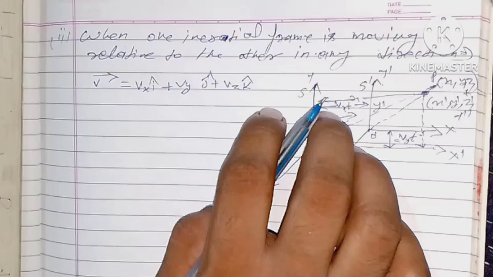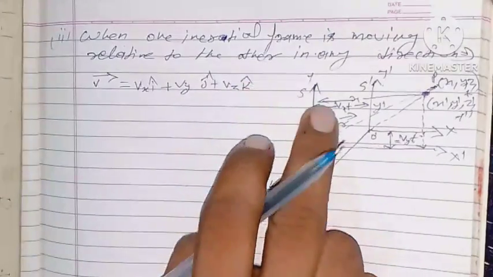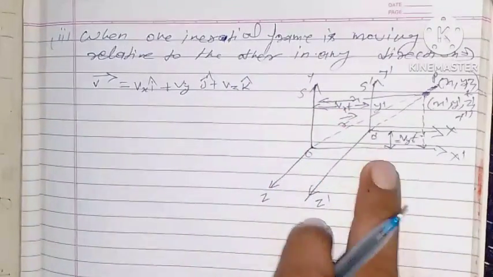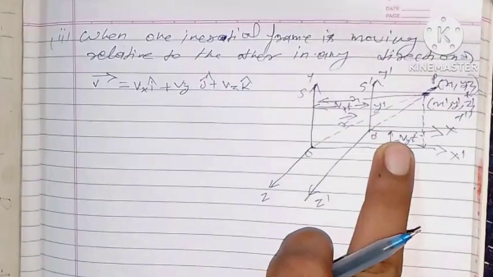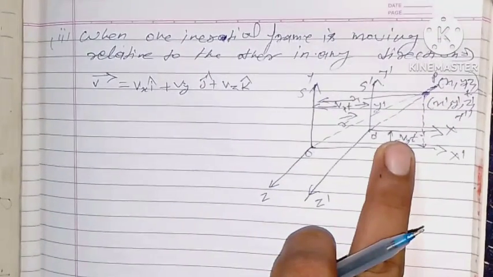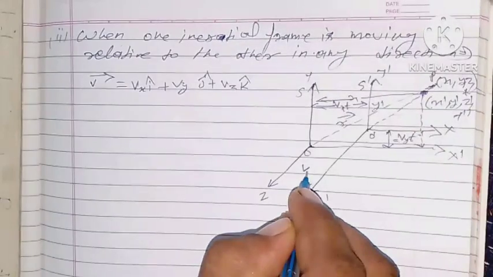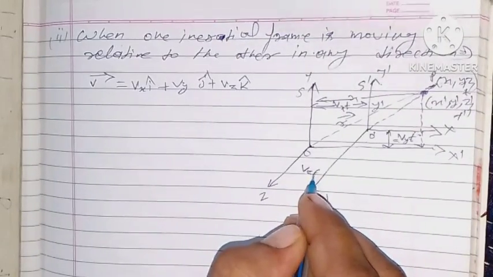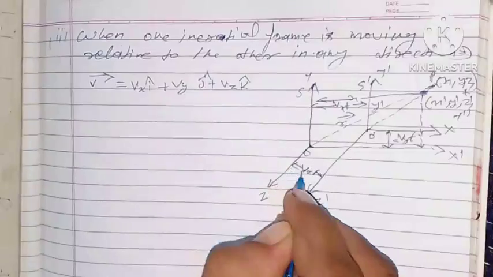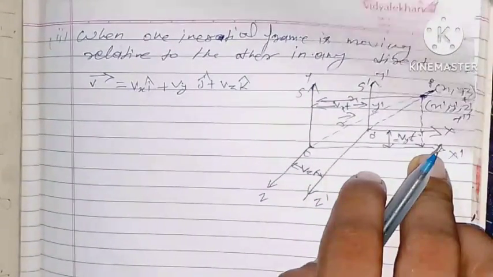After time t, the frame S dash is separated from the frame S by distances Vxt, Vyt, and Vzt along the x, y, z axes respectively.